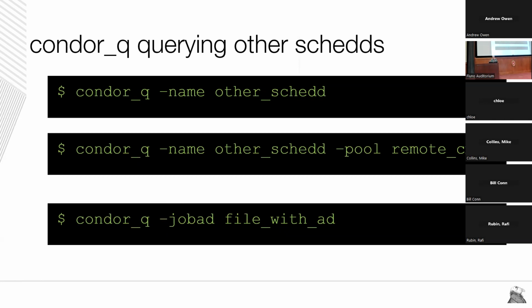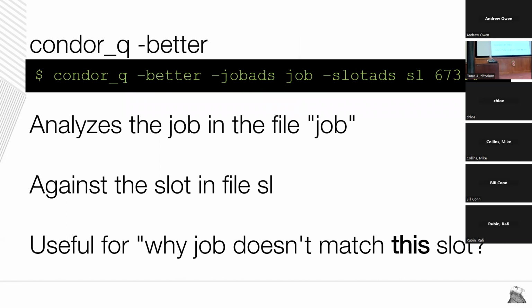Or even better yet, let's say you really want to run condor_q -better-analyze to figure out why something isn't matching, but you want to know, why isn't it matching this one slot? I've got a pretty good idea in my head that this job should match this slot. So if you generate a job ad file, maybe with condor_q -l or -dry-run or something, and a slot ad file with condor_status, you can constrain condor_q -better-analyze to only match this job in this slot. And even better, you can then edit the job or the slot file to figure out, well, if I change this, would it match, or why isn't it matching? So this is a very powerful tool.